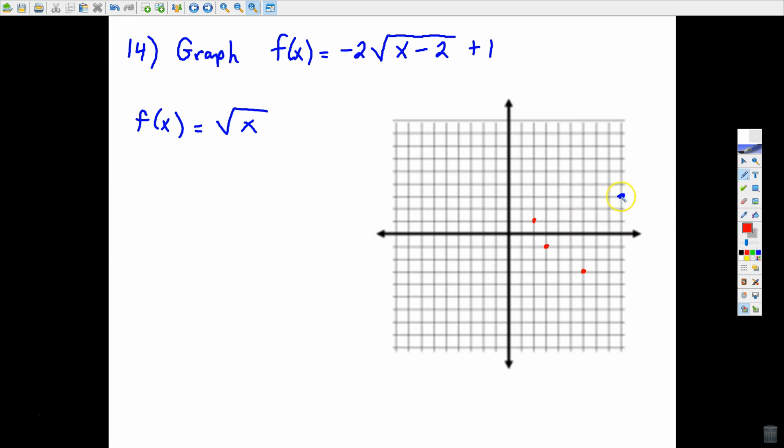Okay, y coordinate 3 times -2 makes y coordinate -6. And I'm going to go right 2, up 1. And this is the graph.